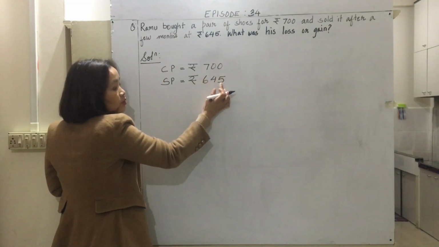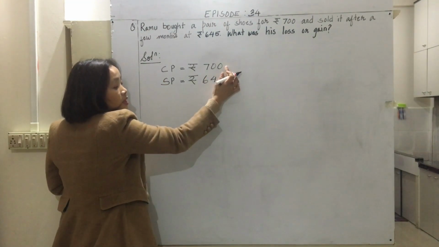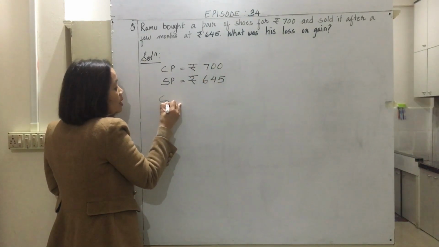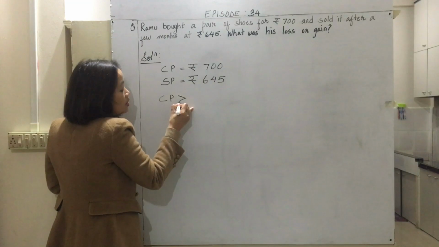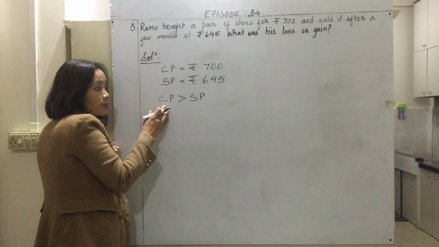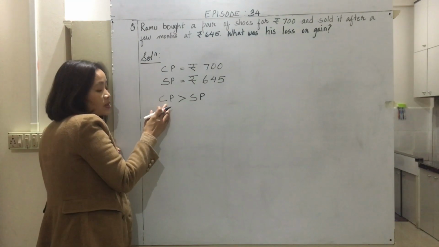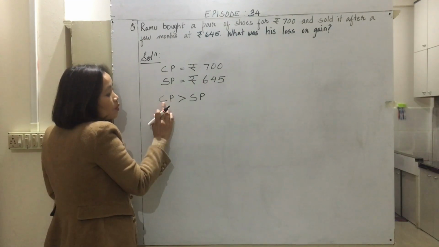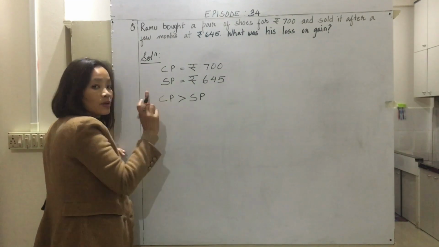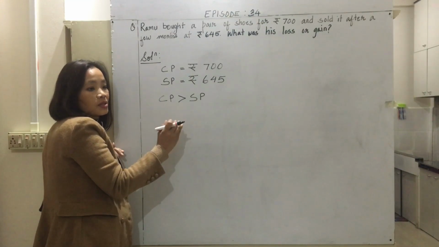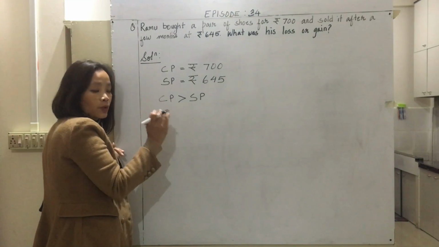Which is bigger, 700 or 645? 700 is bigger. So 700 is CP. So we can write CP is bigger than SP. So what happened when CP is bigger? When CP is bigger, there is a loss, right? So you have to remember it like that. When CP is bigger, there is a loss. When SP is bigger, when the selling price is bigger, there is a profit.